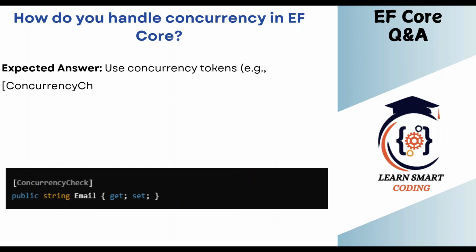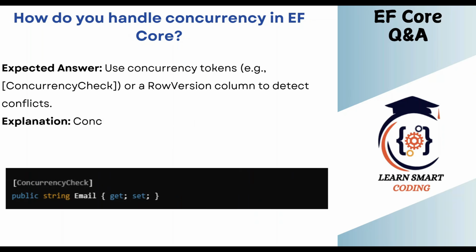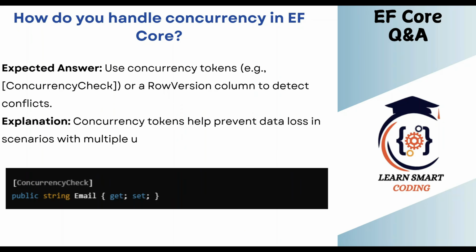How do you handle concurrency in EF Core? See, first you need to know what concurrency is. A given table's record, if more than one person is trying to update it at the same time, the same record, more than one person trying to update or even delete it, whatever it is, that is called concurrency. So to avoid that, you can use the ConcurrencyCheck attribute on top of the property that will help us to prevent this kind of scenario.